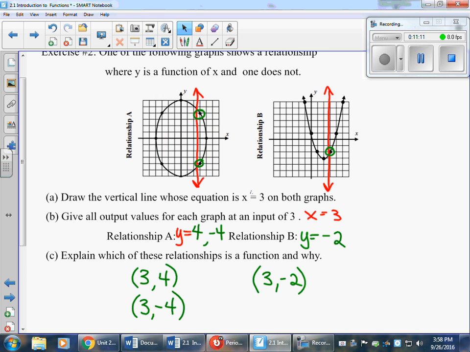But now if we take a look at relationship B, we have 3 equals negative 2. If we move that line from side to side, you can see how that only hits in one spot at a time. So that is a function.